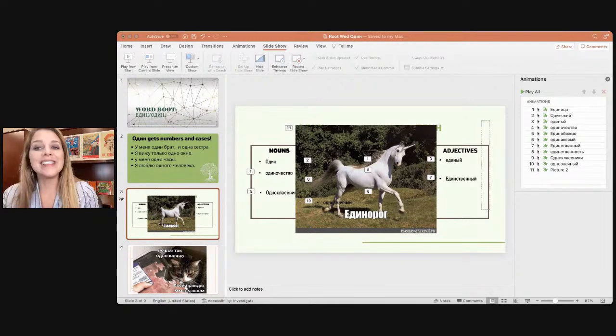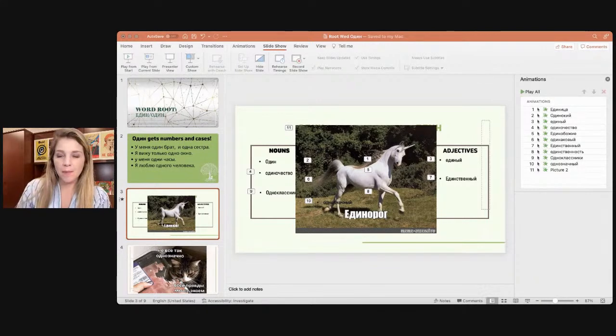Now this one, единый, means kind of united. It means like single. It means like one. For example, like my parents, if I were to ask them something, they would say something like, no, we are one in our decisions. We make all of our decisions together. We are united. We are one.